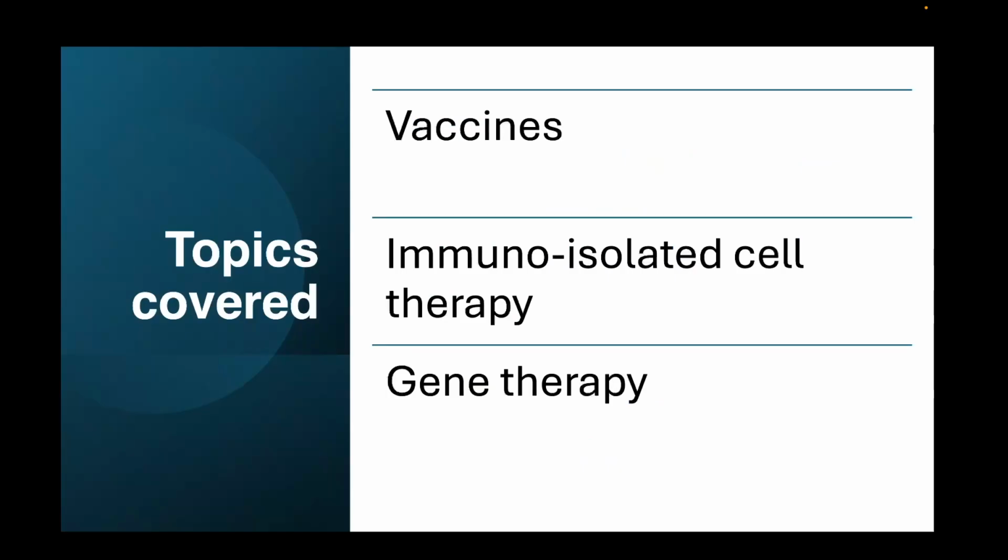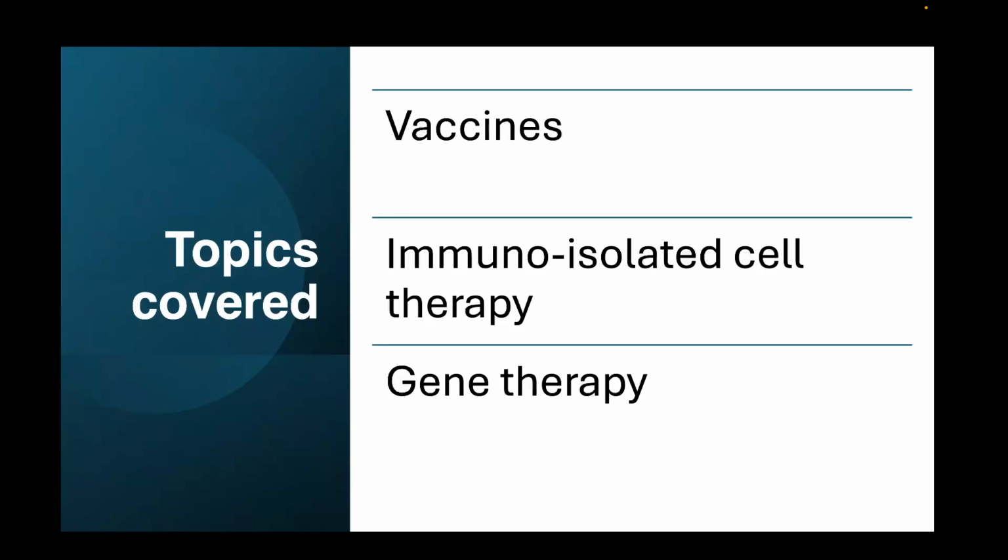So these were the topics that were covered in week 10. Vaccines, which includes immuno-isolated cell therapy and gene therapy. Vaccines are basically used to induce an immune response or an immunological memory against a target pathogen or disease-associated molecule. There can be two types of vaccines: prophylactic, that helps in prevention of a specific infection, or therapeutic, that enhances the immune response against an existing disease.